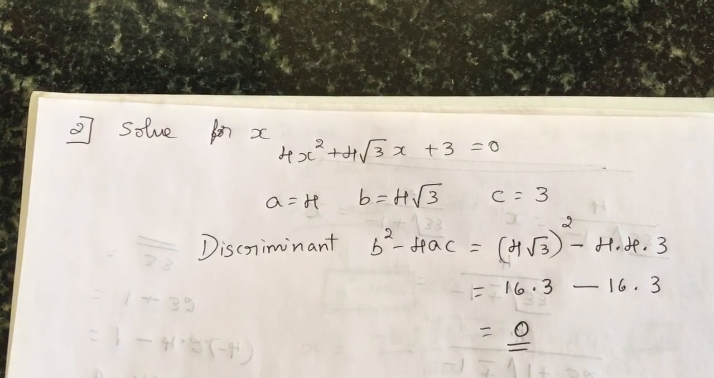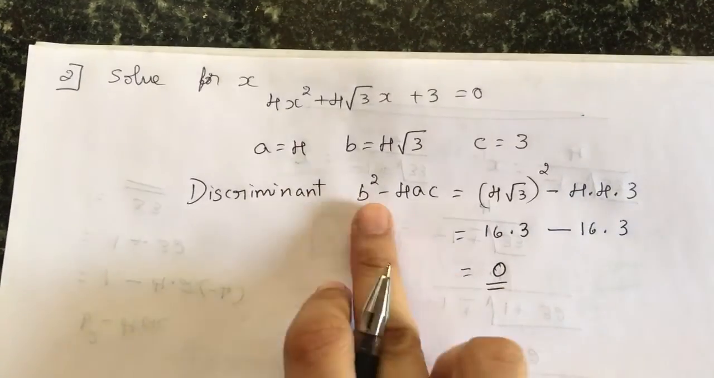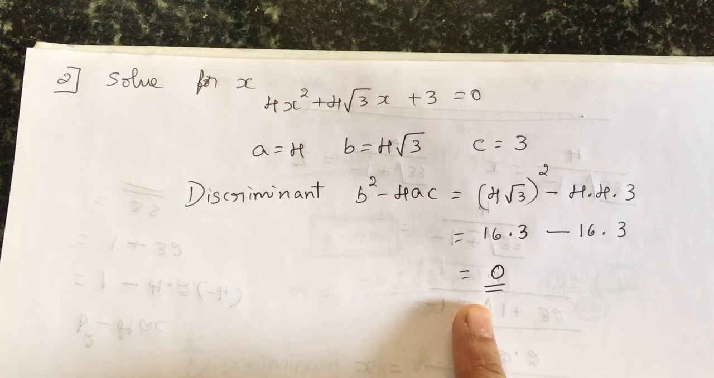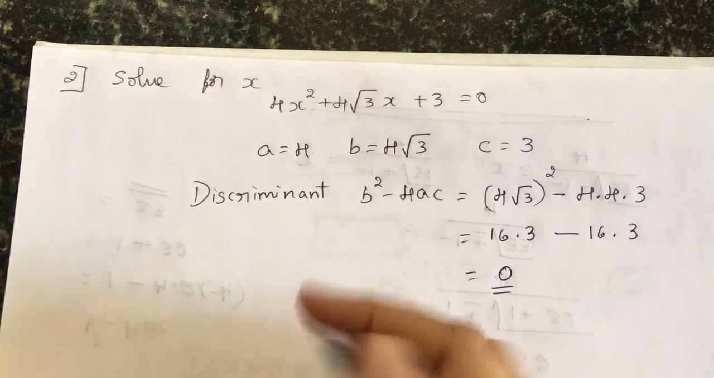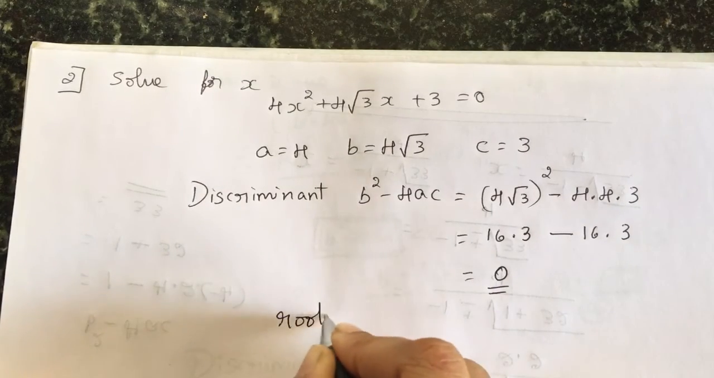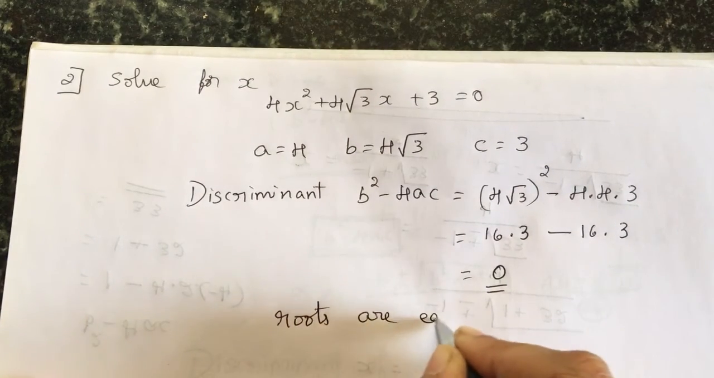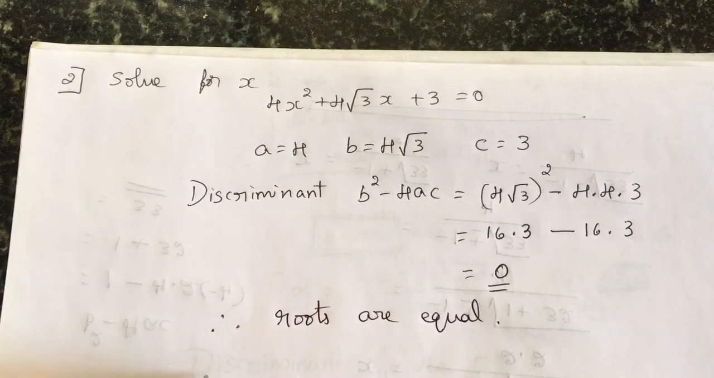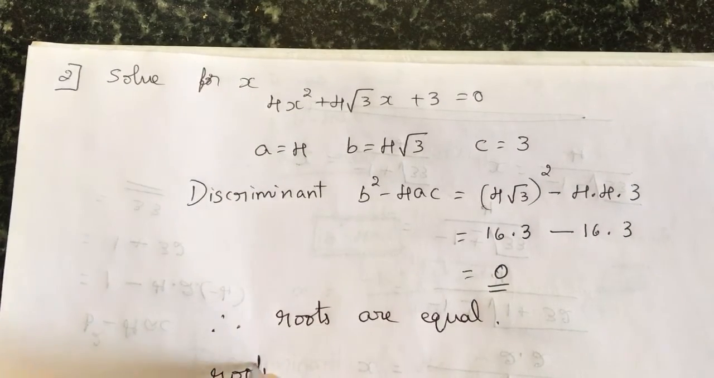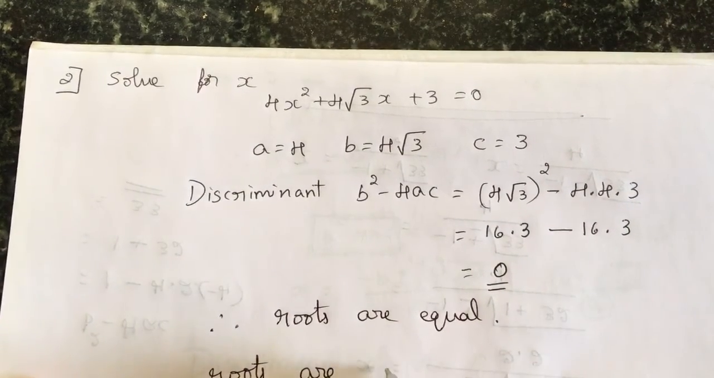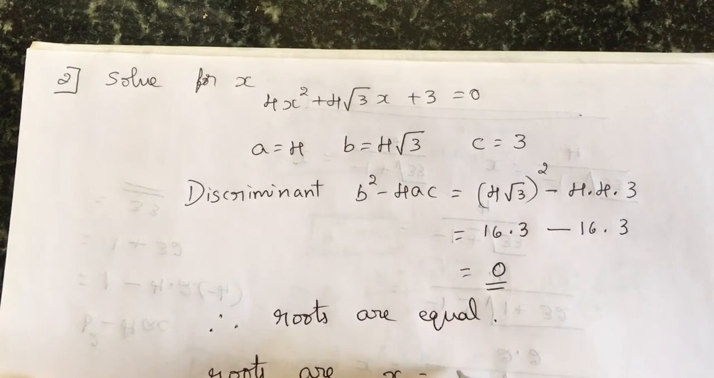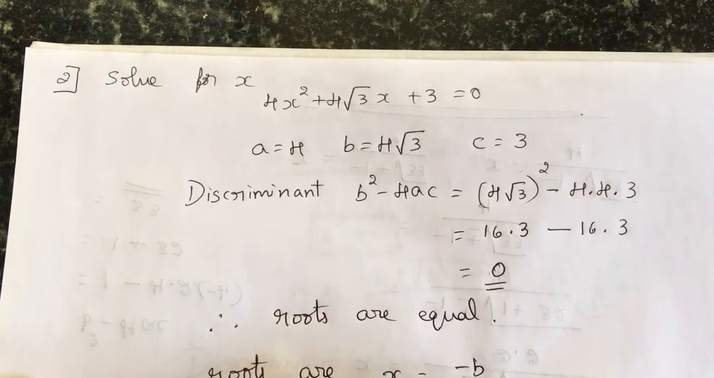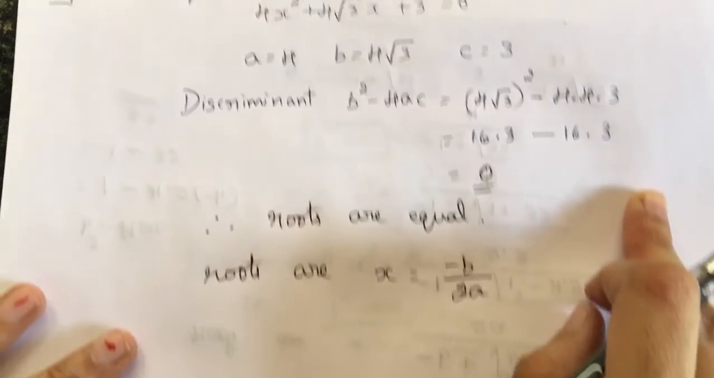Discriminant is 0. When b square minus 4ac is 0, what is the nature of the roots? Two roots are equal. And the roots are x equal to minus b by 2a. This much is enough. You need not write everything.